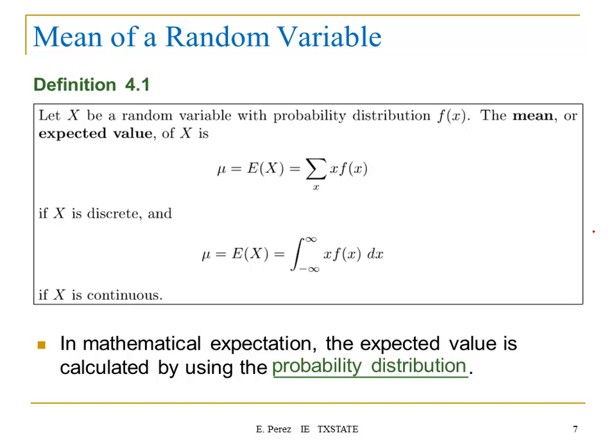So in the mathematical expectation, the expected value is calculated using the probability distribution, which is this value f of x. The probability distribution is defined by a function in the continuous case, the probability density function. And you can also use a table to define it for a discrete case.